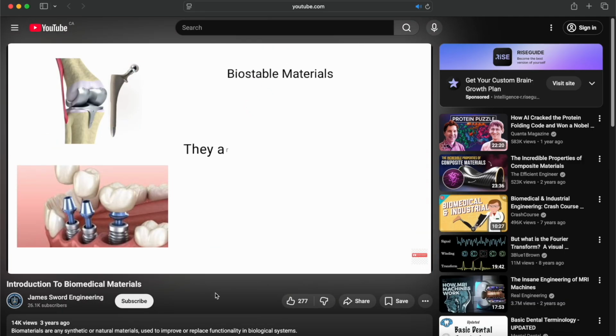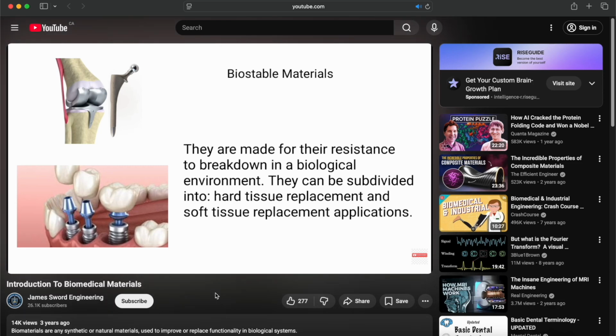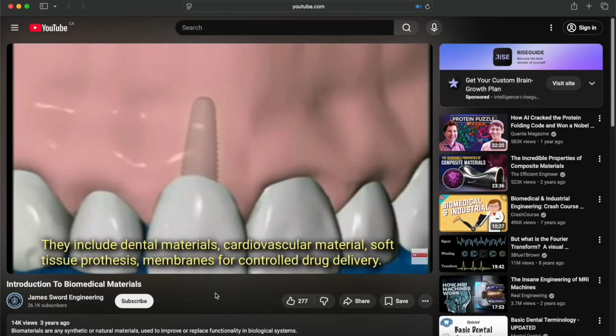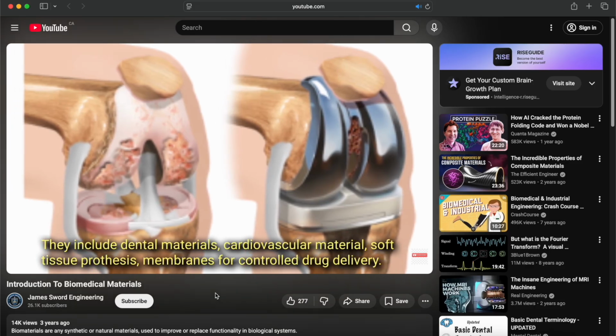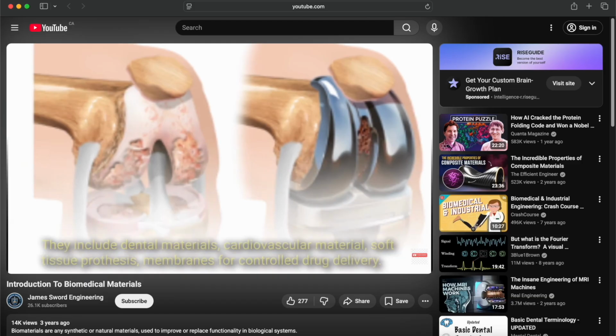Biostable materials. They are made for their resistance to breakdown in a biological environment. They can be subdivided into hard tissue replacements and soft tissue replacements applications. They include dental materials, cardiovascular material, soft tissue prosthesis, membranes for controlled drug delivery.